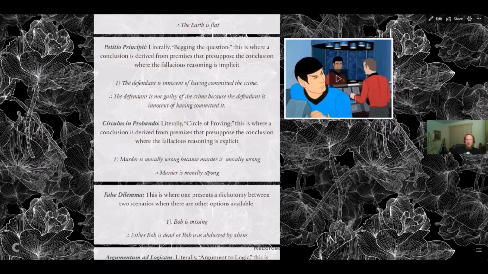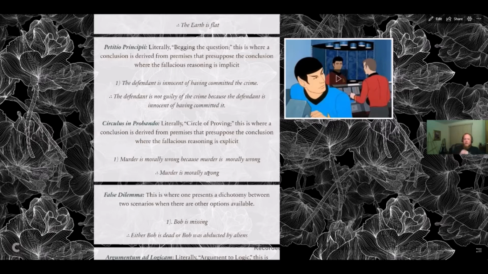But that's what I'm doing. I'm arguing in a circle. I haven't said anything new. I haven't proven anything. I've just kind of said two different things. That's begging the question. We use the phrase begging the question to mean that it makes us think about asking this question. That's something that we say, but that's not the fallacy.